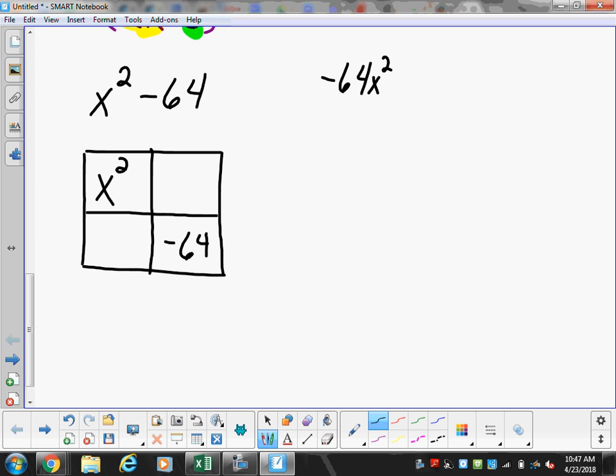So if this is a negative, that means one of my factors has to be positive and one of them has to be negative. But what do they have to add up to? They have to add up to 0. So the only way I can do that is if my factors are the same number with opposite signs. So 64, I told you a while ago, is a perfect square. So what's the square root of 64? 8. So my factors are going to be 8x and negative 8x.